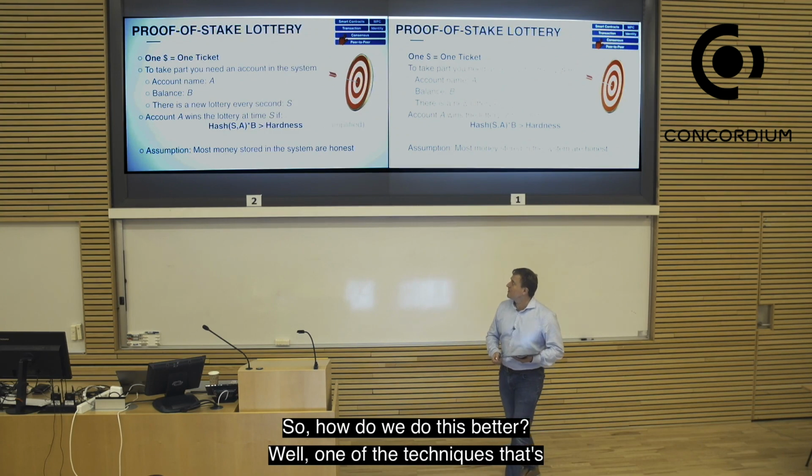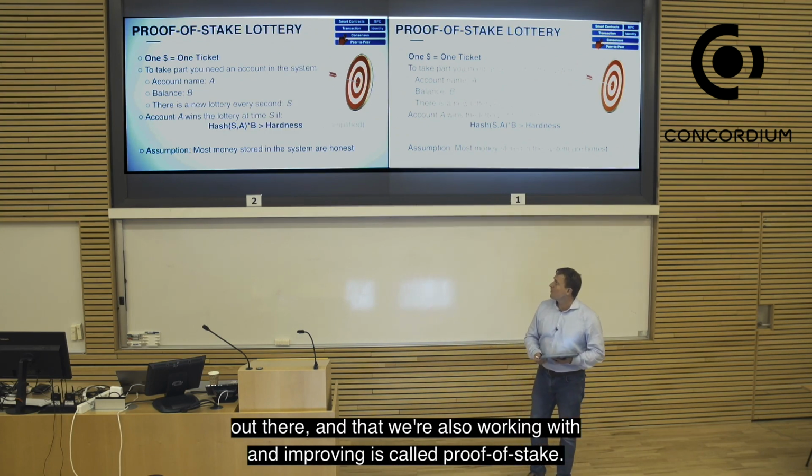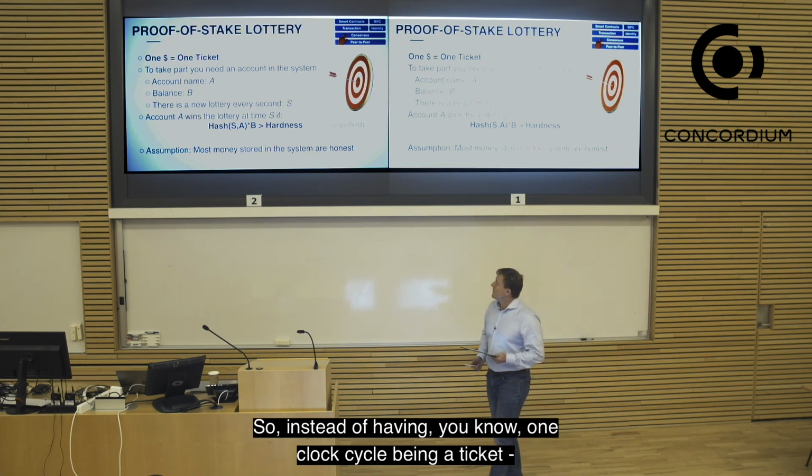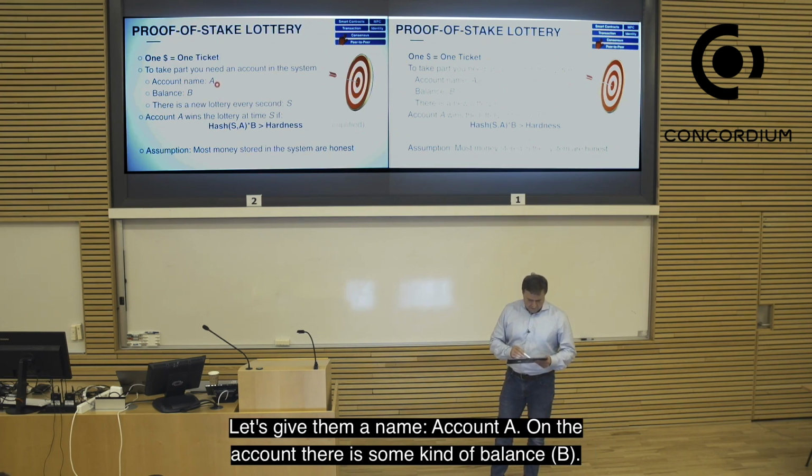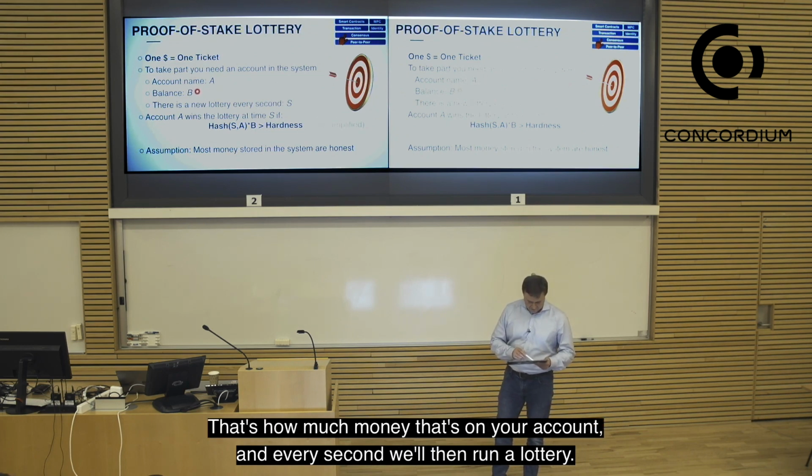Well, one of the techniques that's out there and that we are also working with and improving is called proof of stake. So instead of having one clock cycle being a ticket, it's $1 is a ticket. So in a proof of stake system, you will have accounts. Let's give them a name, account A. On the account, there is some kind of balance, B, that's how much money is on your account.